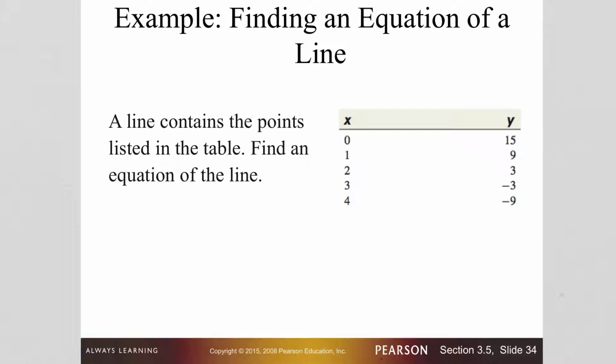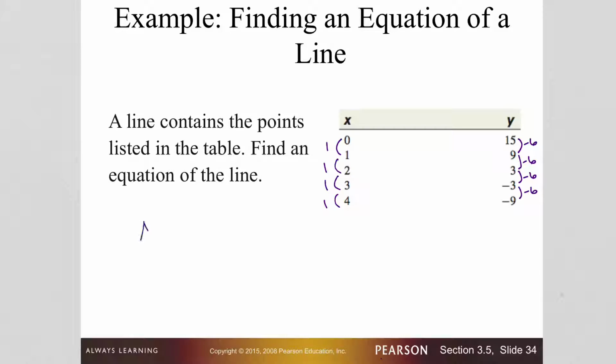Okay, for this last problem, we are going to find an equation of this line. So check out what's happening in between every single y here. 15 to 9, it's going down by 6. 9 to 3, it's going down by 6. 3 to negative 3, it's going down by 6. Negative 3 to negative 9, it's going down by 6. Look what's happening to your x's. It's going up by 1, up by 1, up by 1, up by 1.